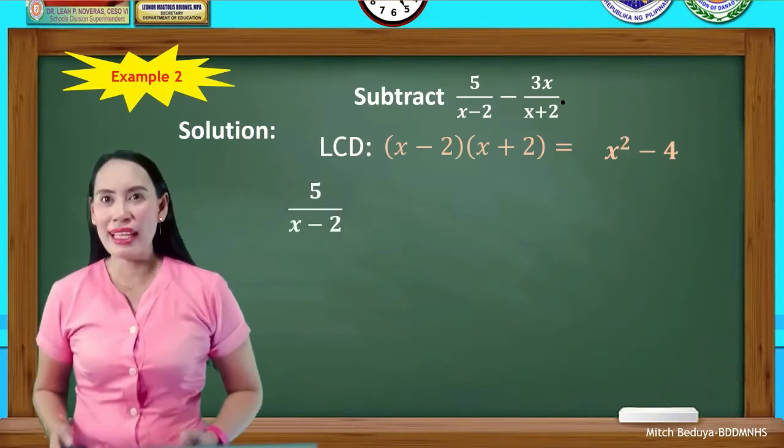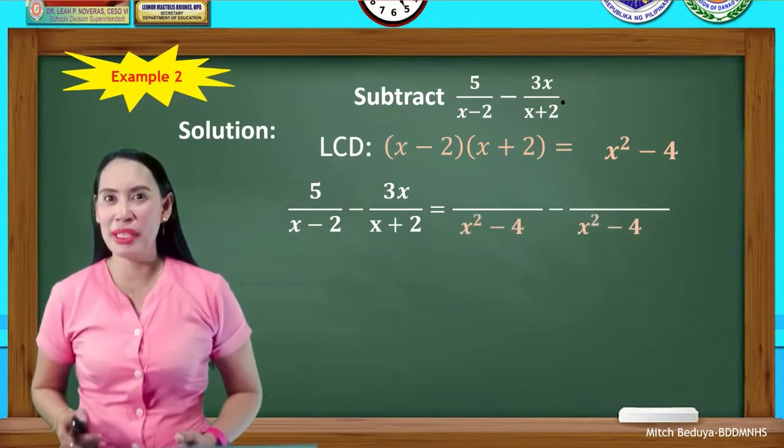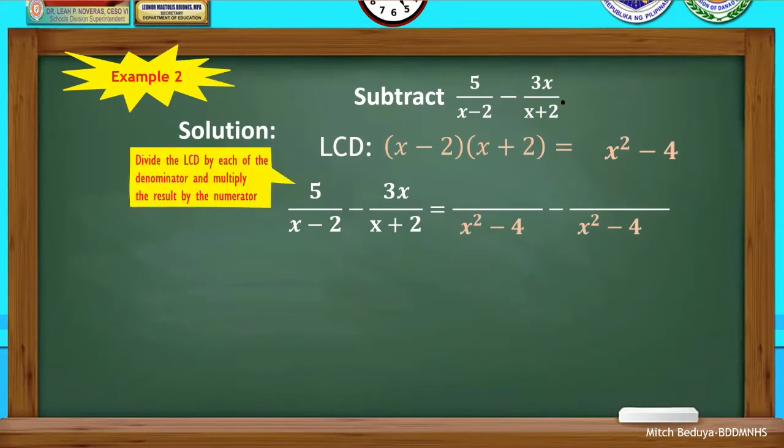Again, set the new fractions. The LCD is the denominator. To get the numerator of each new fraction, divide the LCD by each of the denominators and multiply the result to the former expression. So, x squared minus 4 divided by x minus 2 is x plus 2. Then, multiply this to 5.